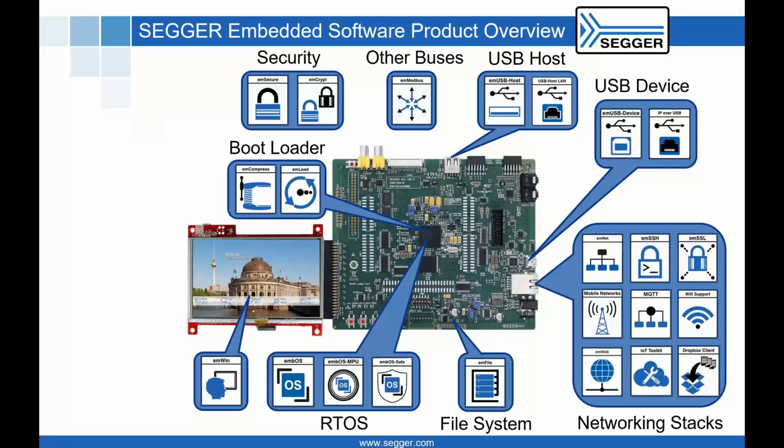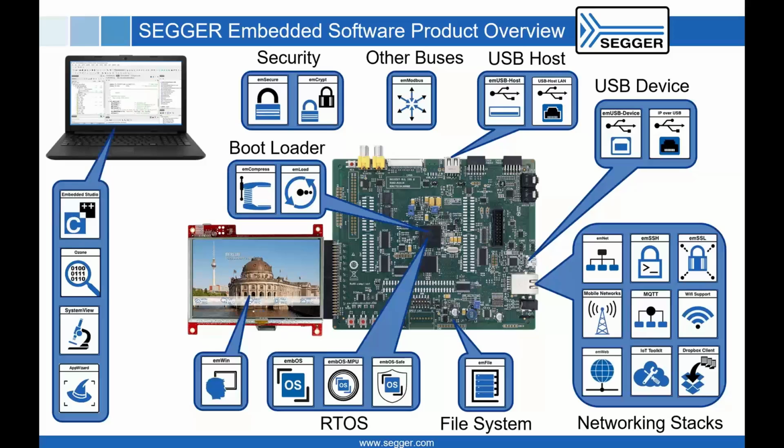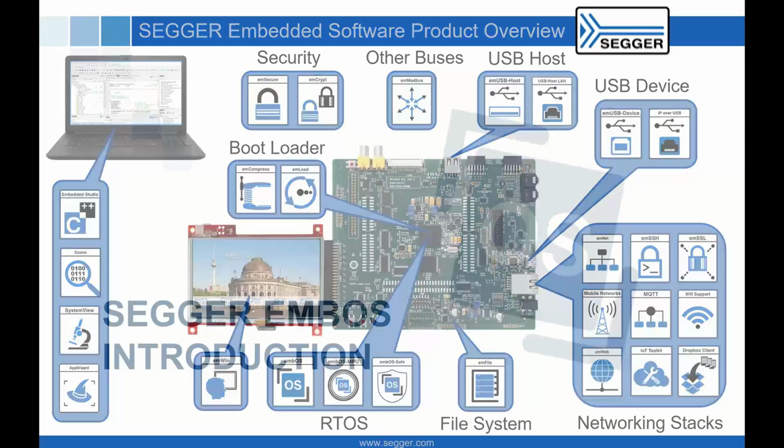Graphics, of course, is another big topic. More and more applications obviously have a screen. And then these tools on the left, those are the tools that actually go onto the host for development. Embedded Studio is our IDE, Ozone is our debugger, SystemView is our recording and analysis tool, and then AppWizard is a tool that allows you to create GUIs using emWin. And in the demos, I'll be using Embedded Studio, Ozone, and SystemView. So you'll get to see those in the demos.